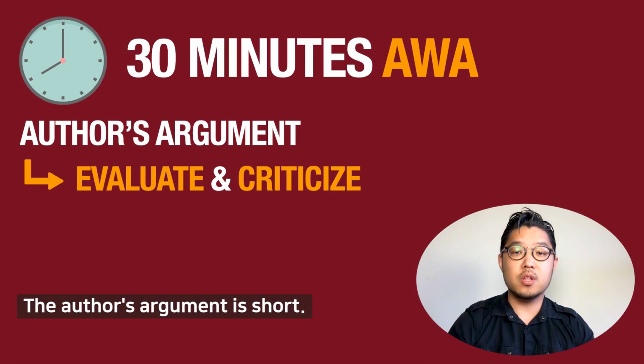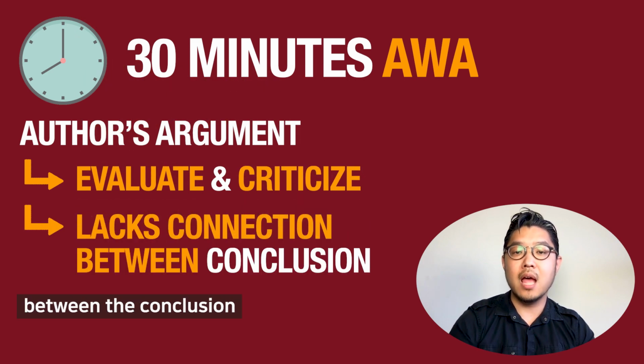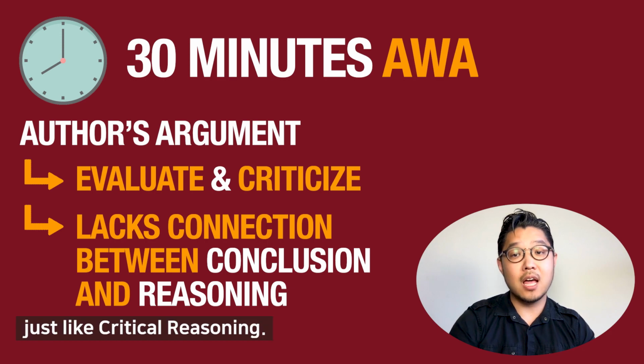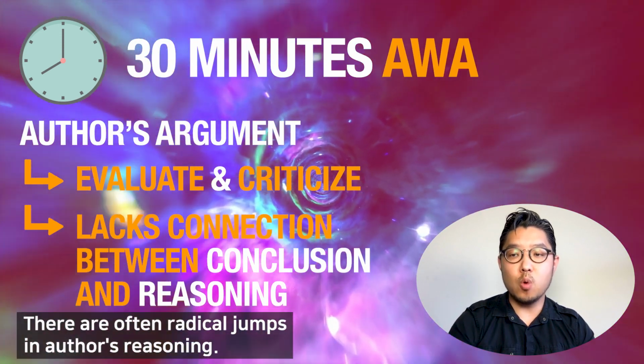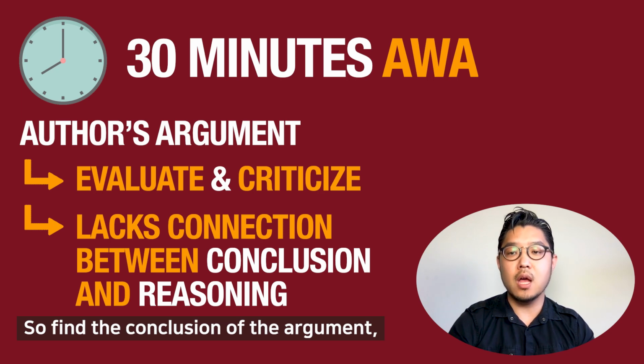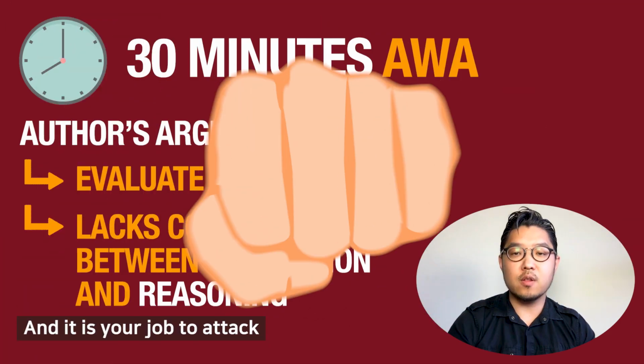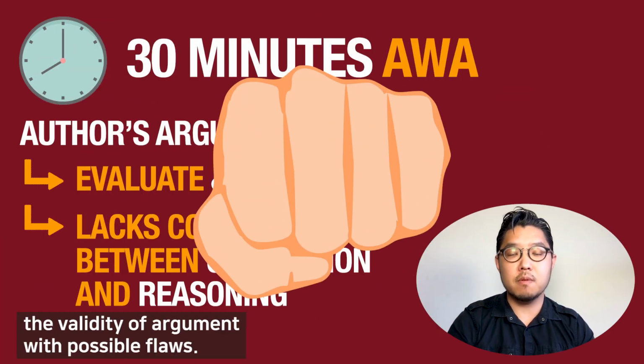The author's argument is short, and the argument often lacks the connection between the conclusion and the reasoning behind it, just like critical reasoning. There are often radical jumps in the author's reasoning, so find the conclusion of the argument and the reasoning or premise of the argument. And it is your job to attack the validity of the argument with possible flaws.